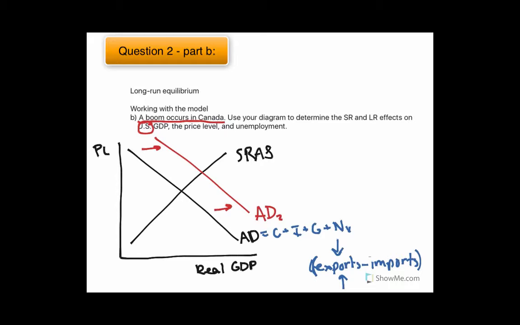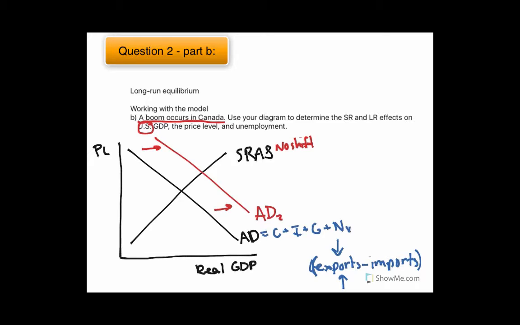Again, for aggregate supply in the short run, there's no shift, for the same reason as in the last question, because the cost of production are fixed in the short run. So this is all that happens in the short run.